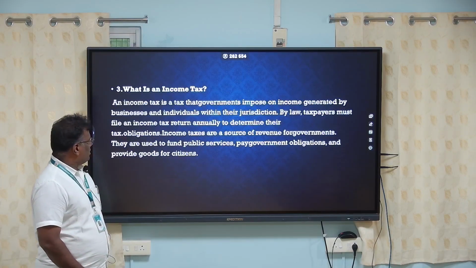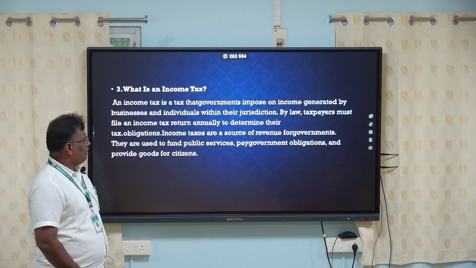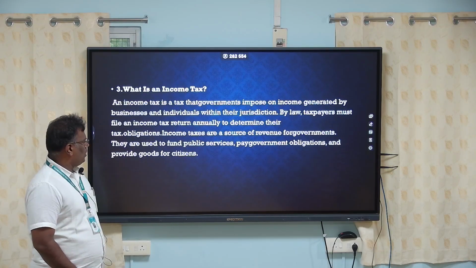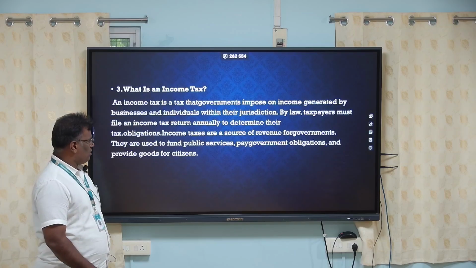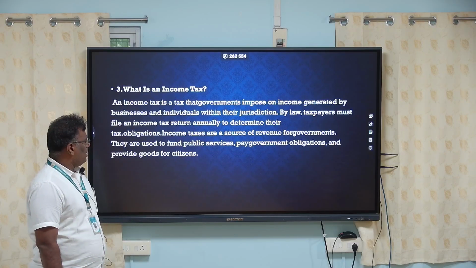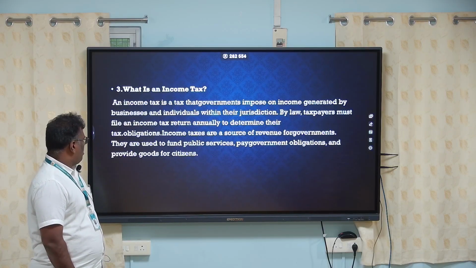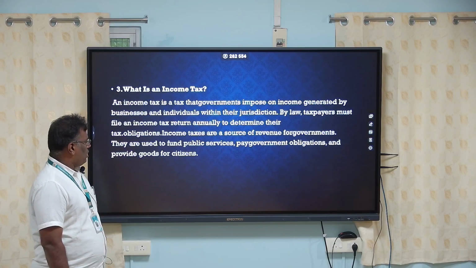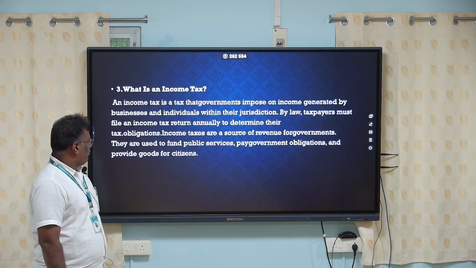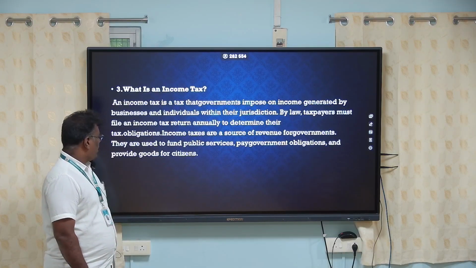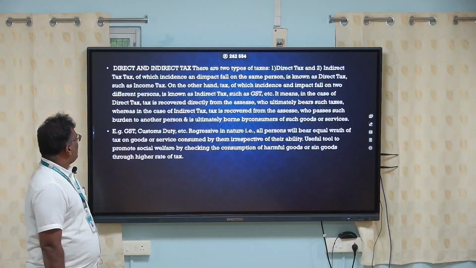An income tax is a tax the government imposes on income generated by businesses and individuals within its jurisdiction. By law, taxpayers must file an income tax return annually to determine their tax obligation. Income taxes are a source of revenue for the government. They are used to fund public services, pay government obligations and provide goods for citizens.